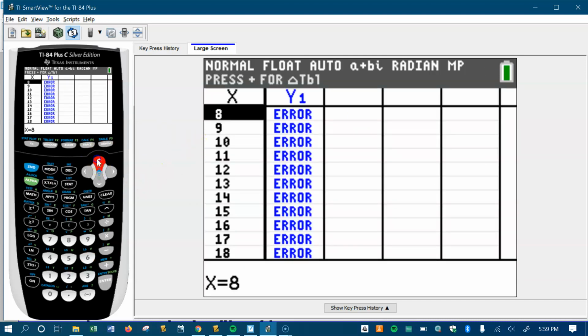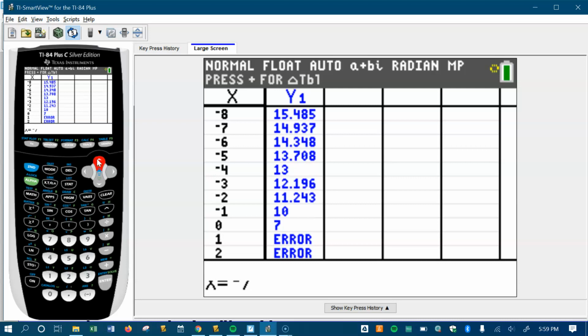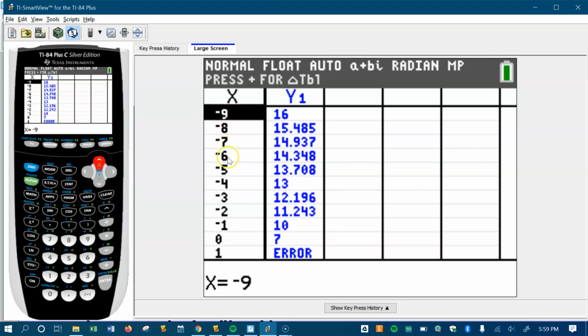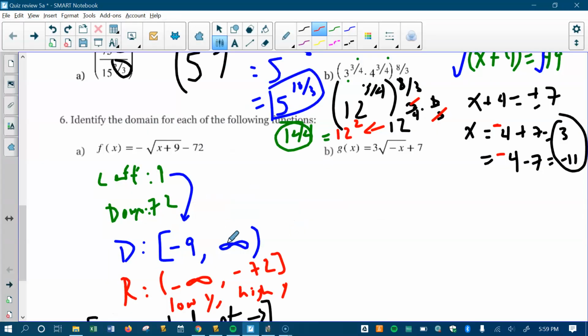Holy moly, that's a lot of errors. Let's go up and see what's going on here. Hey, there we go. Okay, so there's the starting values. It looks like all these negative values for x occur until you get to 0. So it looks like my domain for this one is going to be negative infinity, because that's my lowest x value, and my highest x value looks like it's 0. And remember, we're going to use brackets for the numbers, because that's an actual number on the graph, and parentheses for the infinity x value.